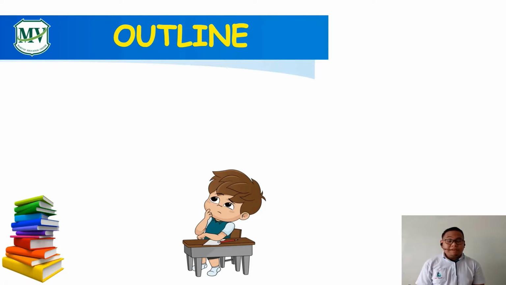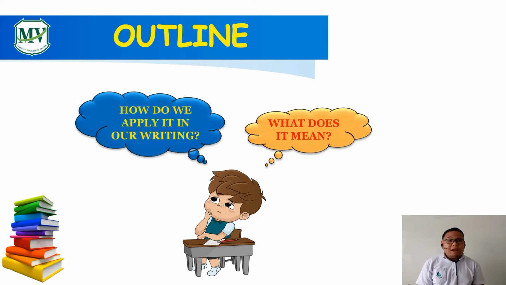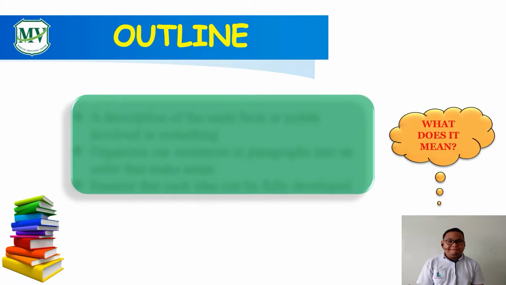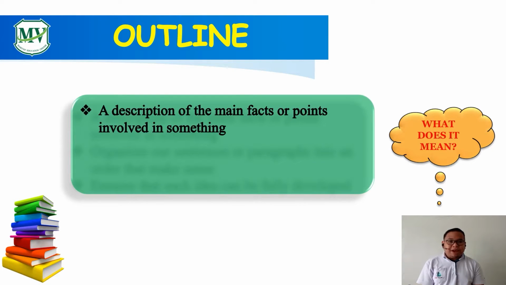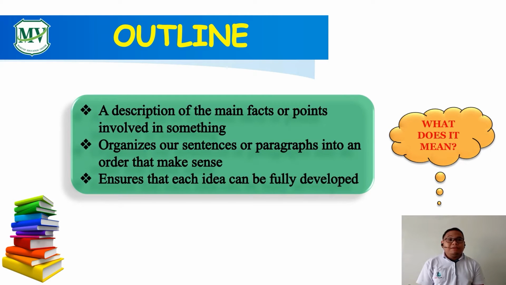But wait, we still have a long way before outlining. We need to find out first, what does it mean, and how can we apply it in our writing? So, let's try to find out, what does it mean. It is a description of facts or points that is involved in something. Also, it allows us to organize our sentences or paragraphs in an order that make sense. Plus, it makes sure that ideas can be fully developed.